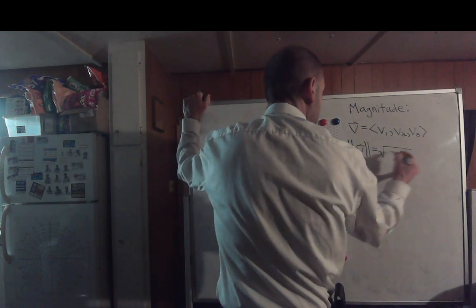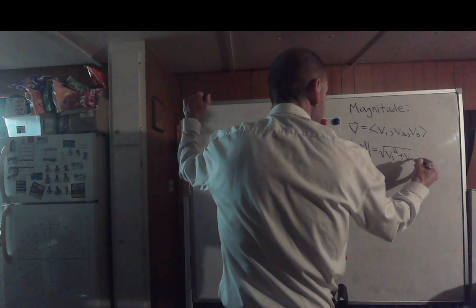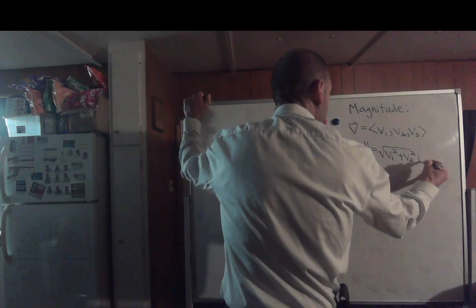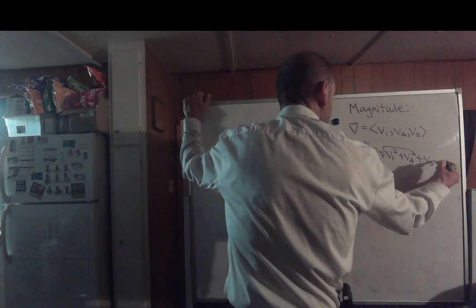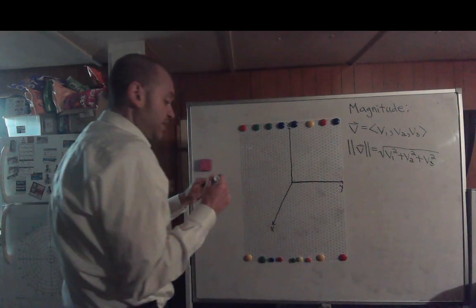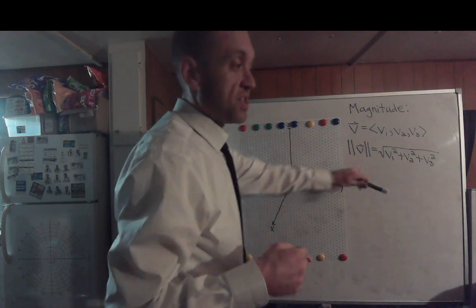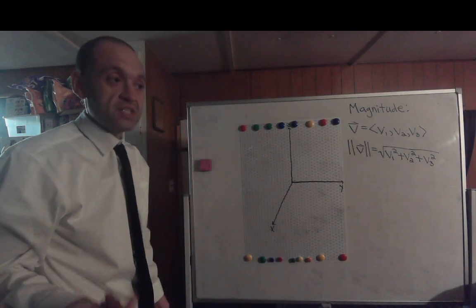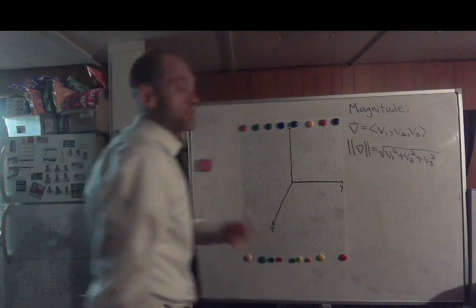All it is is the square root of v sub 1 squared plus v sub 2 squared plus v sub 3 squared. That's all the magnitude of a vector is. The magnitude's just a fancier term for length or distance. That's how you word it when you're dealing with vectors. It's called the magnitude.